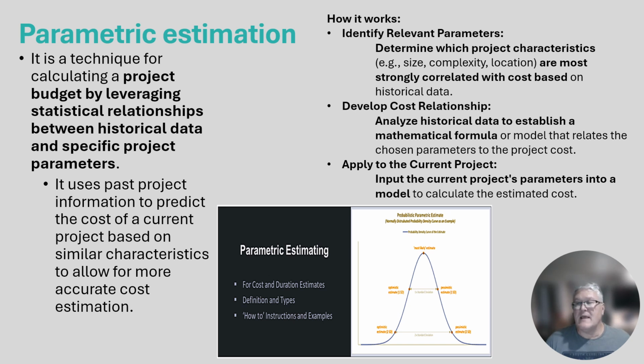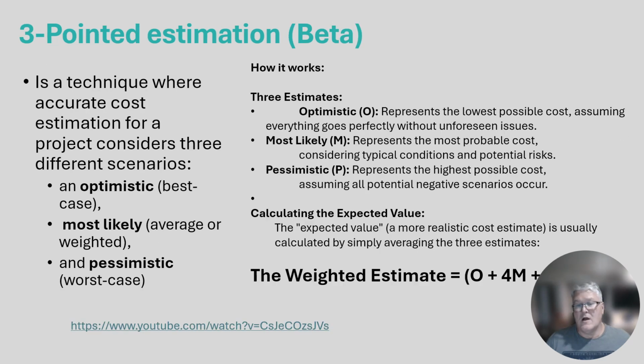So parametric estimation, again, it's using historical references to determine the characteristics, has a strong correlation with cost base, and it's in essence looking at it from whatever parameters that you throw in there and making those estimates. Moving along, this is showing you again the beta 3-point estimate and providing an example for you.